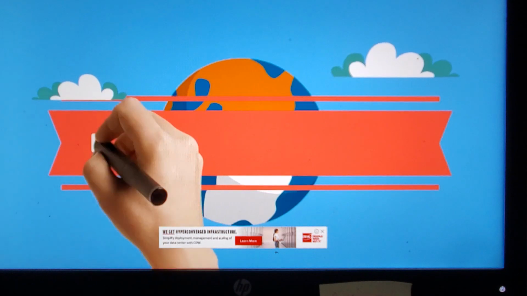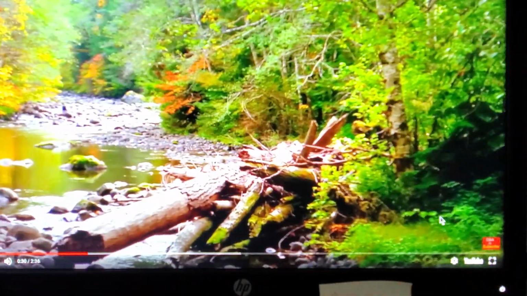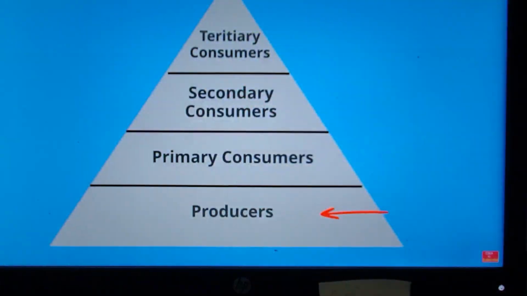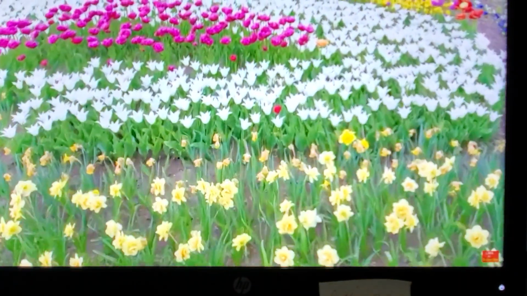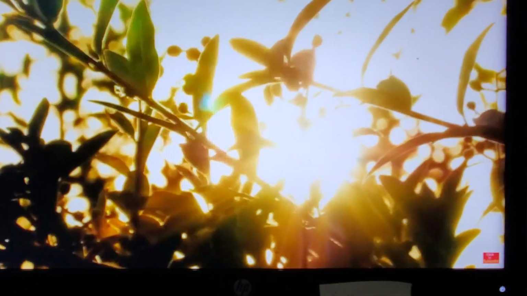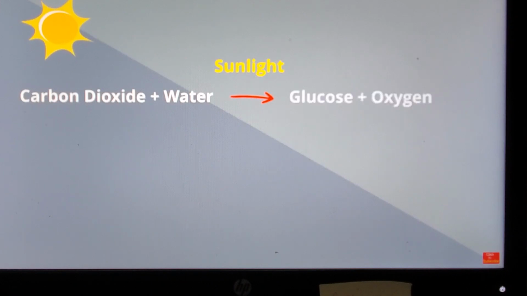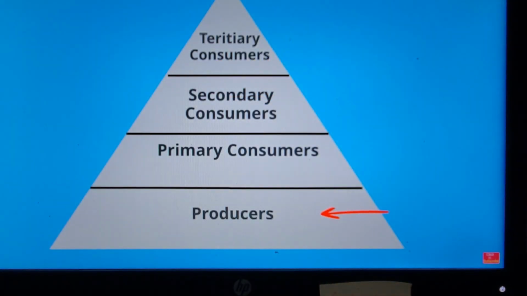Welcome to Moo Math and Science and Energy Pyramids. Let's take a look at an energy pyramid in a typical ecosystem. You will find producers at the bottom of the energy pyramid. Examples of producers are plants. Plants are autotrophs because they use sunlight and photosynthesis in order to produce glucose, which can be converted to energy. They do not rely on other organisms for energy. Plants take sunlight plus carbon dioxide and water to produce glucose and oxygen. Plants make up the base of an energy pyramid.